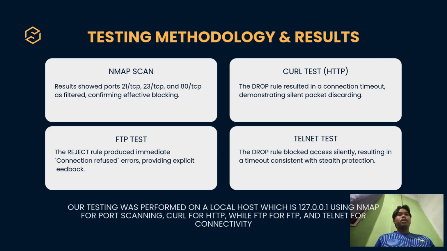Next is the FTP test. When we attempt an FTP connection, the behavior was immediate failure with a connection refused style response. This matches our rule choice where we apply reject, because reject denies the connection and provides explicit feedback to the sender. Practically, this is useful when we want fast, clear denial instead of waiting for timeouts.